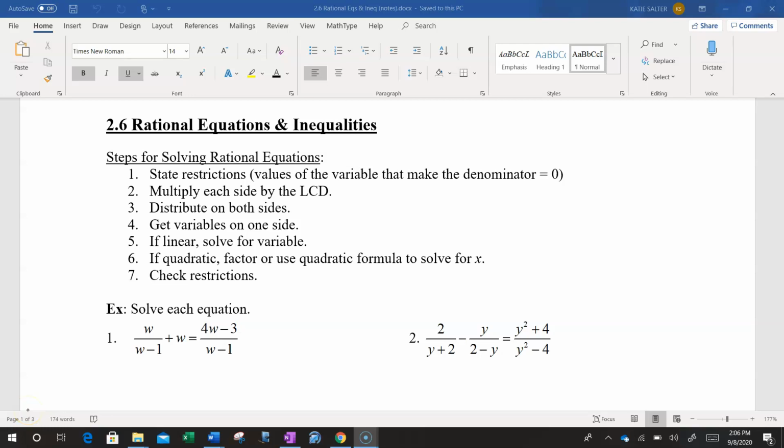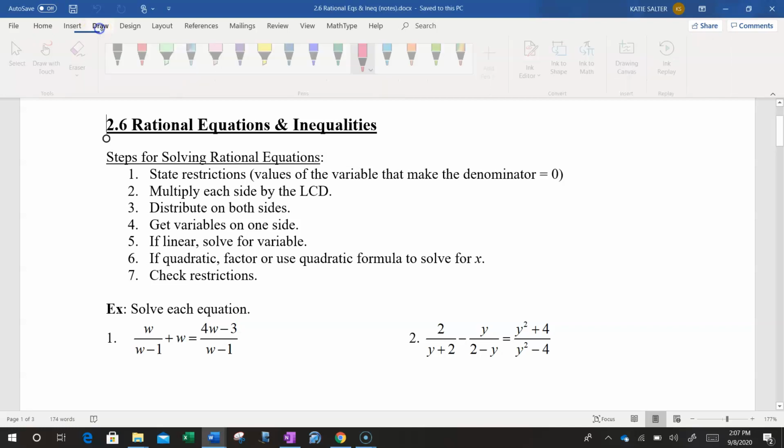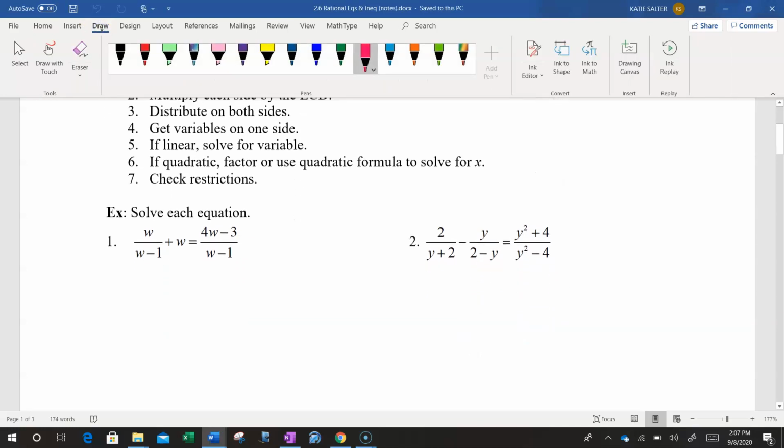Okay, so rational equations and inequalities. The rational equations we learned back in Math 3, so we're going to do a quick review of how to solve rational equations. Starting with this first problem, we'll walk through the steps.